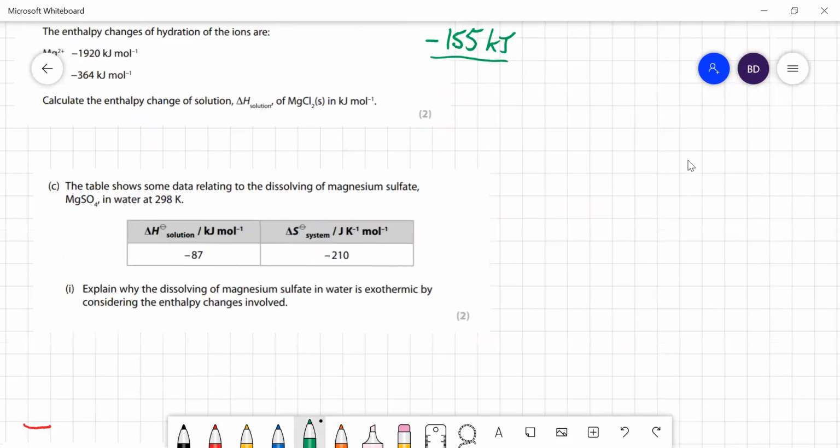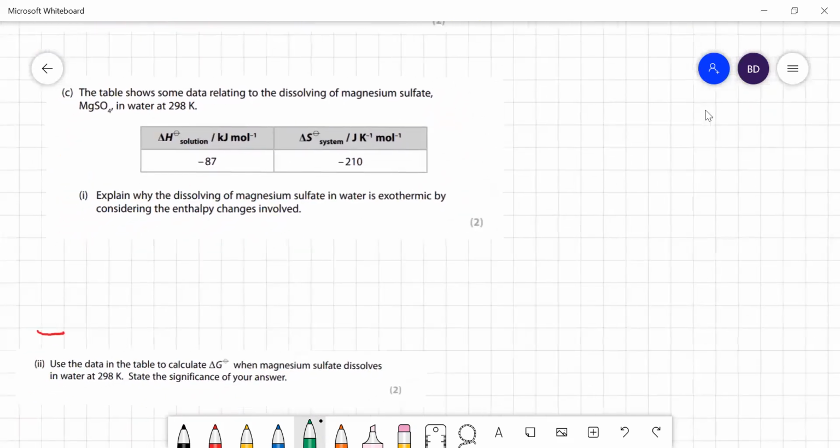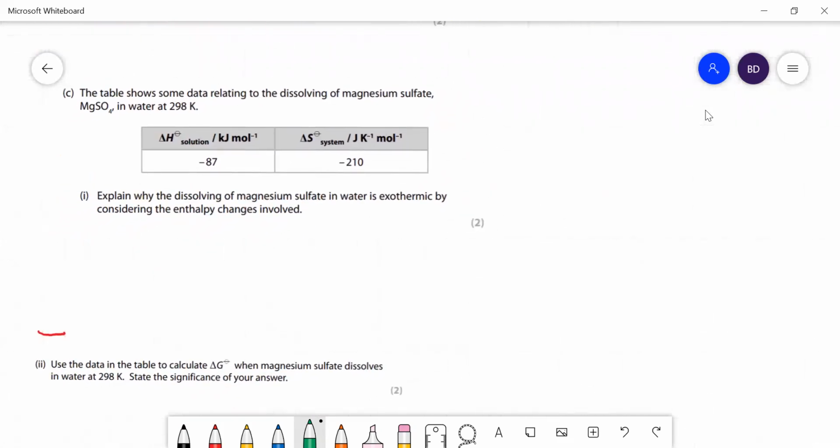Okay, now this is a badly worded question, or not very clearly worded. The table shows some data relating to dissolving magnesium sulfate. Delta H of solution is exothermic, negative. Explain why dissolving magnesium sulfate in water is exothermic by considering the enthalpy changes involved. Well, I first looked at this question and I thought, well, it's exothermic because it's minus. What more do you need to say?